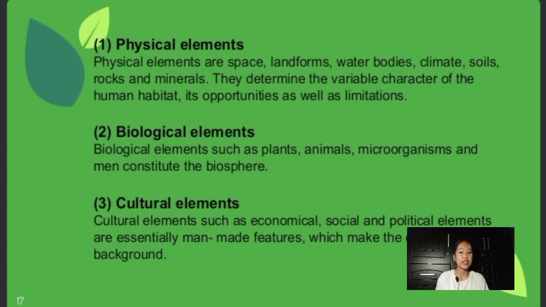So the second element is biological elements. So biological elements such as plants, animals, microorganisms, and men constitute the biosphere. So the third element is cultural elements. So cultural elements, such as economical, social, and political elements, are essentially man-made features, which make the cultural background.